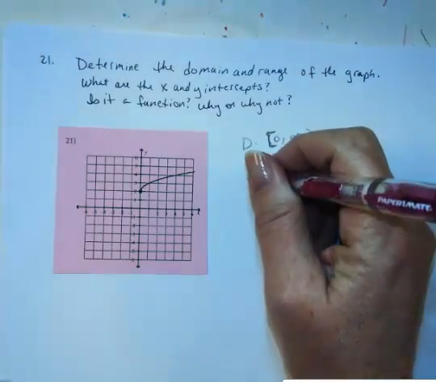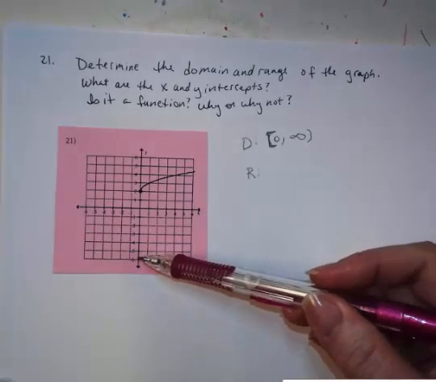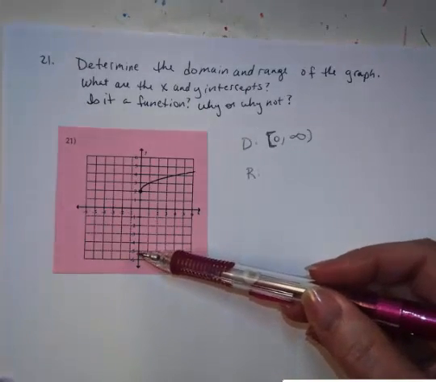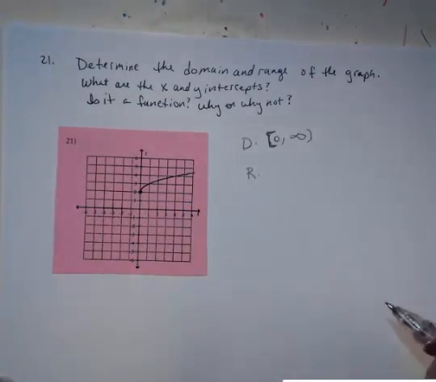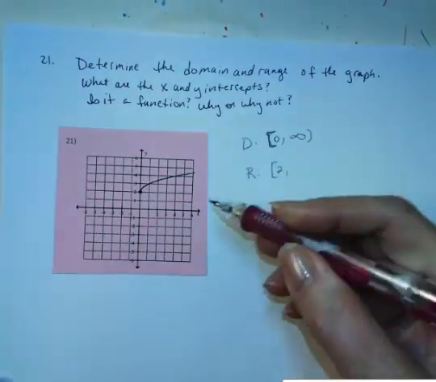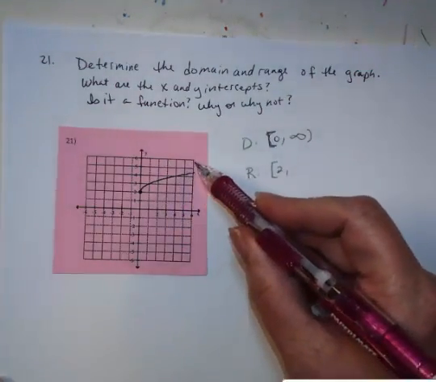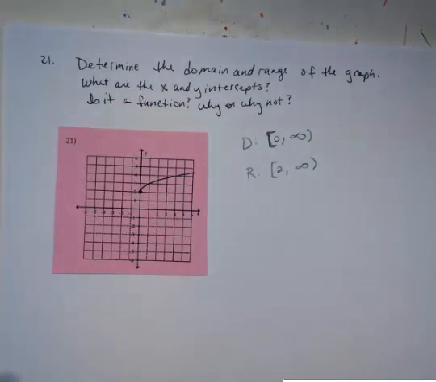Now if we're looking at our range, this will be our y values. We start from down here at the bottom and we work our way up, and we see that we hit number 2. And it includes number 2. It's got a solid circle there. So we're going to start at 2, and as we continue up, we can see that the line continues, so it will also go to positive infinity.